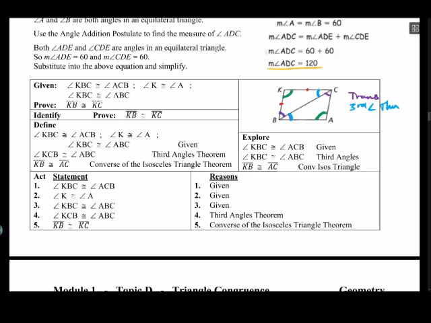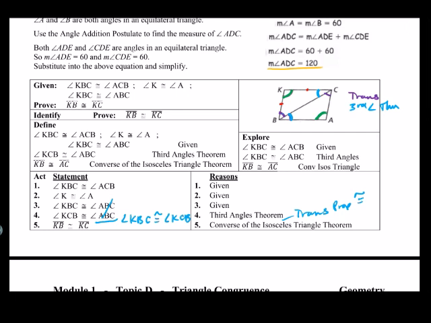So let's look and see what we did. There's our three given angles. We make those angles congruent by the third angles theorem. I'm thinking there probably should have been a transitive property here in the middle somewhere. Transitive property of congruence, making those angles congruent. Angle KBC would be congruent to angle KCB, which would let us use the converse of the isosceles triangle theorem. I need to edit more carefully, apparently.